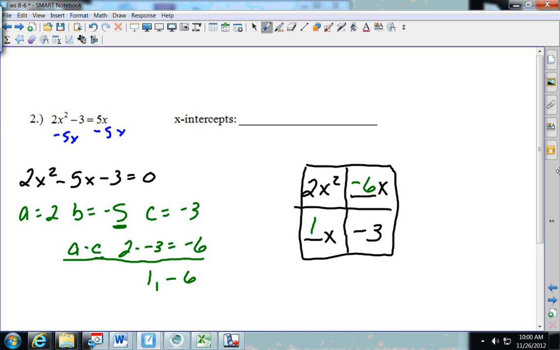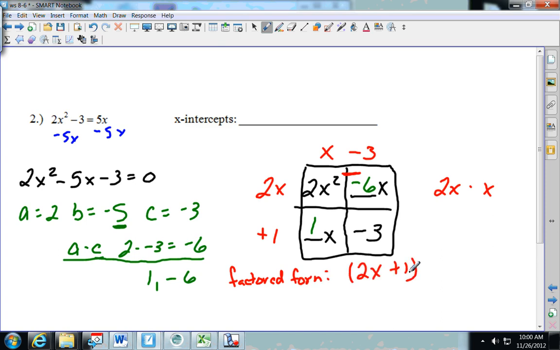I know that 2x squared splits up as 2x times x. So I need one of these two over here to the side. Out of these two boxes, what is the GCF? It is a 2x. So that means the x goes up here. 2x times what gives you negative 6x? Negative 3. X times what gives you 1x? Plus 1. All right, so now the factored form is 2x plus 1 times x minus 3 equals 0.